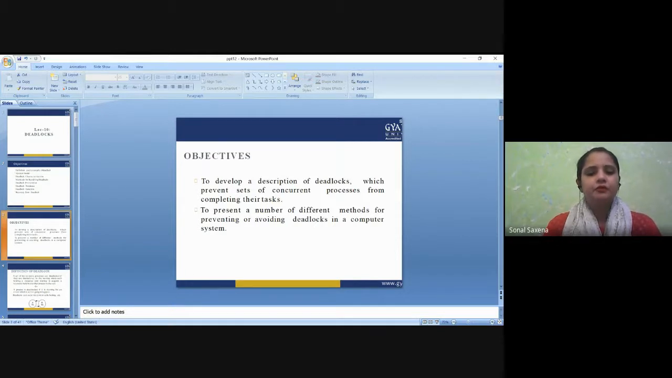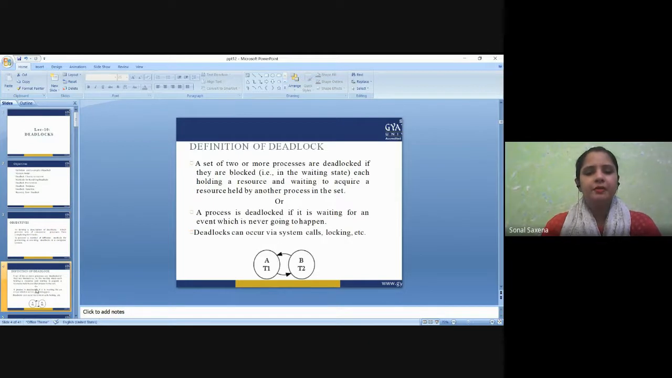So first of all, let us go for the definition of deadlock, which says that two processes or more than two processes are said to be in a deadlock condition if they are blocked. Now, why are they blocked? Because both of the processes are in a waiting condition.